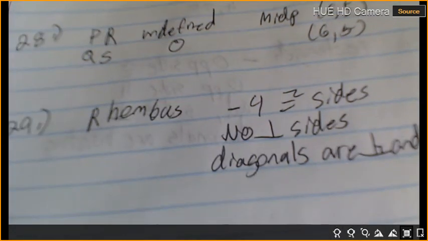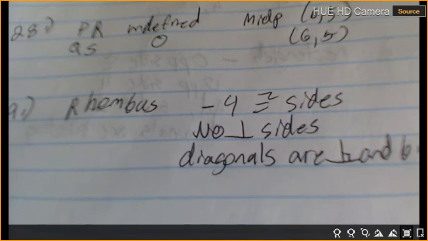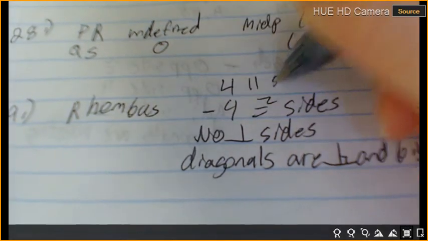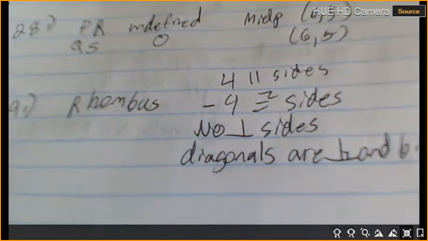The slope of P to R is undefined. The slope of Q to S is 0, which means they're perpendicular. The midpoints are both 6 and 5. So this is a rhombus because it has 4 congruent sides, no perpendicular sides. It also has opposite sides parallel, no perpendicular sides, and the diagonals are perpendicular and bisecting.